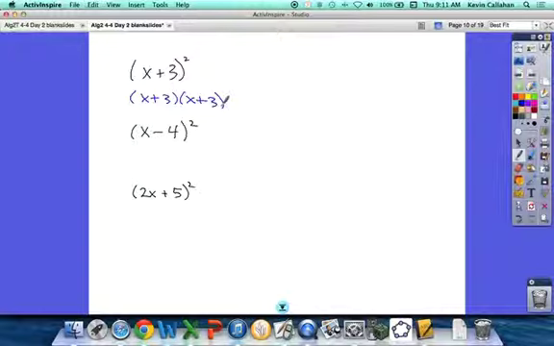You can't just do x squared plus 3 squared. And so this is x squared plus 3x plus 3x plus 9, which is x squared plus 6x plus 9. If you would have just done x squared plus 3 squared, you would have been missing the middle term, and it would have been wrong. Okay, how about this, (x - 4) squared?